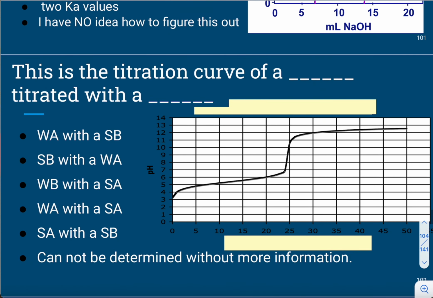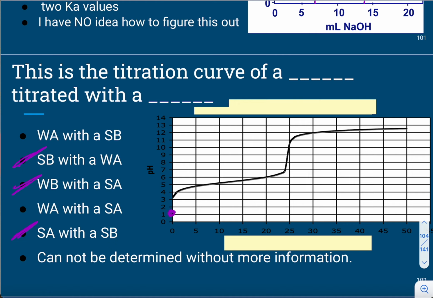So this question says, this is the titration curve of a blank with a blank. You know it's some kind of acid because it starts below 7. So anything that says base, you can get rid of right away. Now we know it's not a strong acid because strong acid would be more around 1. So your last choices are weak acid with strong base or weak acid with strong acid.